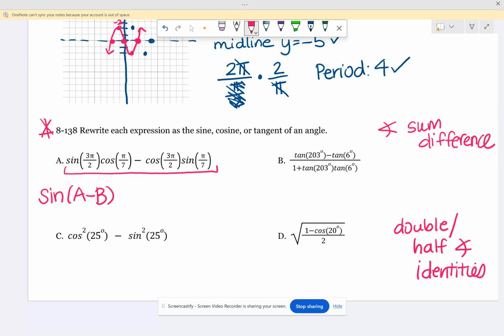So what we need to do here, so think of A and B. We're going to take sine of 3 pi over 2 and subtract pi over 7.